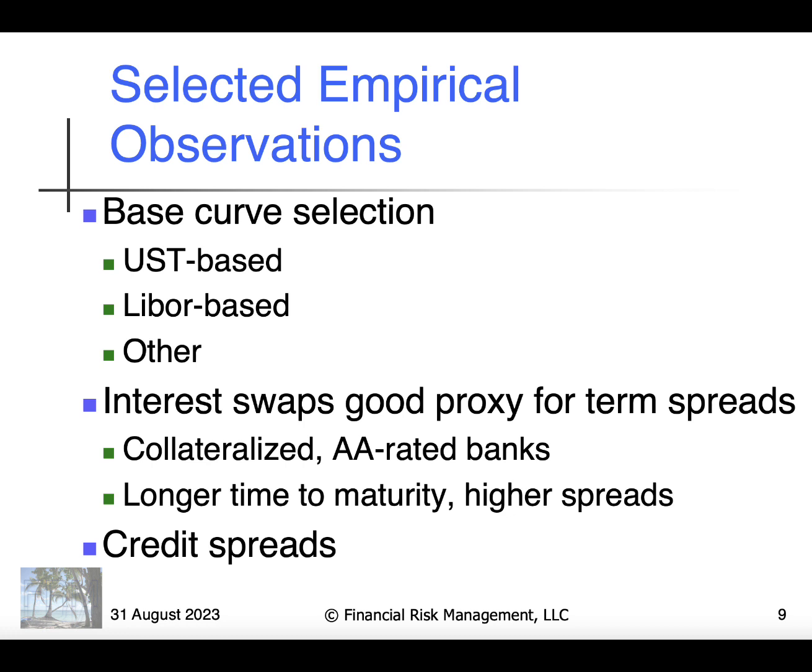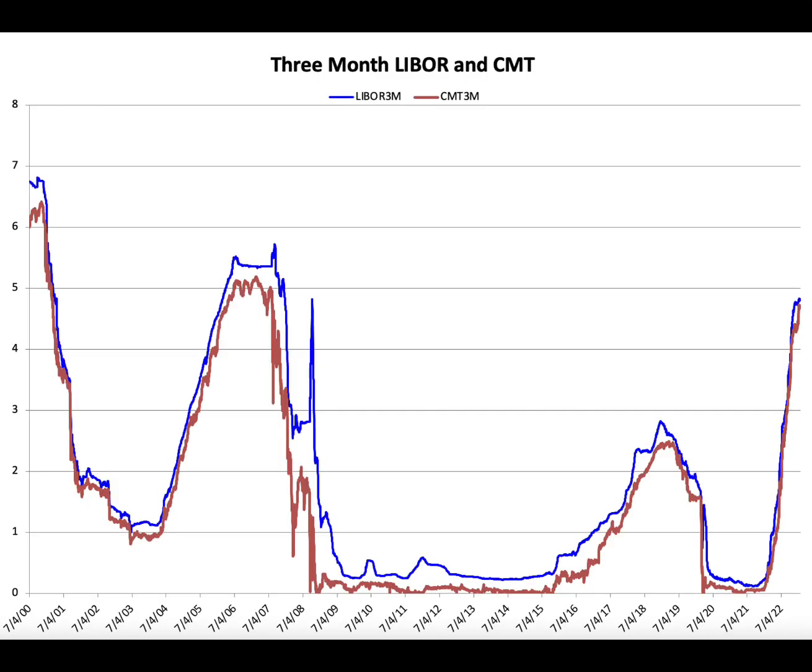The interest rate swaps were a good proxy for term spreads. It's a collateralized AA rated instrument, primarily bank credit. The longer the time to maturity, typically you have higher spreads, and the more credit risky, you have higher spreads. So let's take a look at some empirical observations. 3-month LIBOR versus CMT.